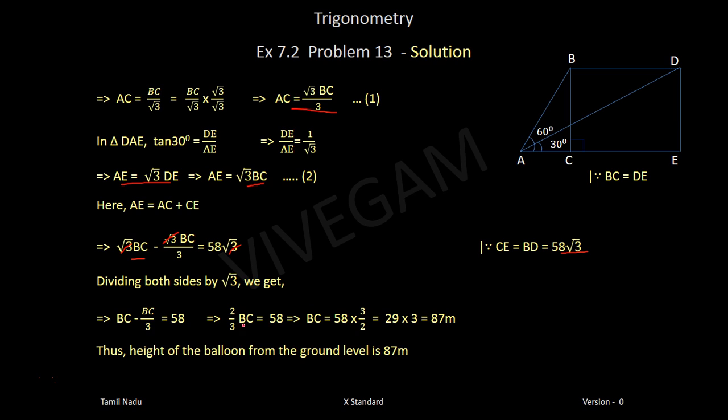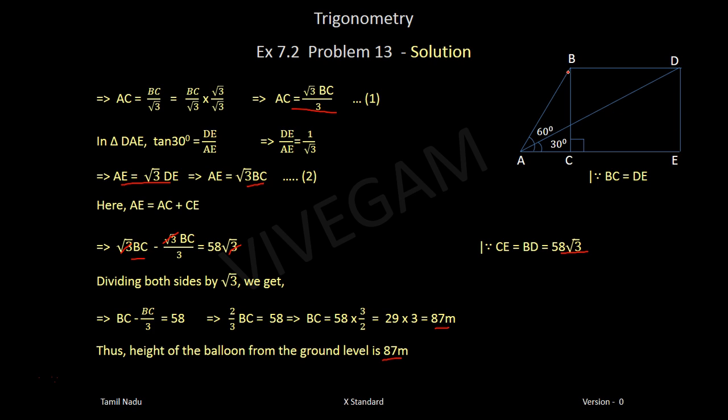Now BC will be equal to 58 into 3 by 2. And 58 into 3 by 2, 2 will go 29 times. So 29 into 3, 87 meters. Therefore, the height of the balloon from the ground is 87 meters. You got it? Previously, we used to have either this dimension or this dimension, and they will give you one angle, and we will use the relationship tan, sine, cos, whatever is applicable, and get the other side. But here they have given only this side, but they have given two angles. So using that, we are trying to find the height.